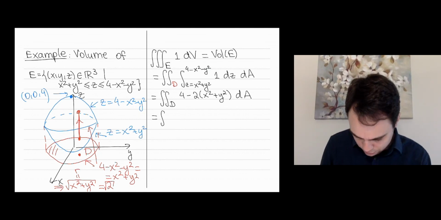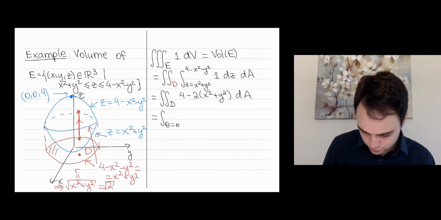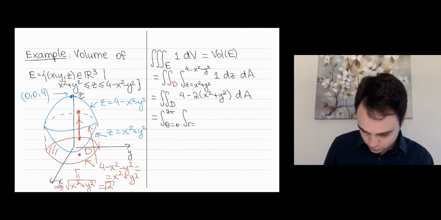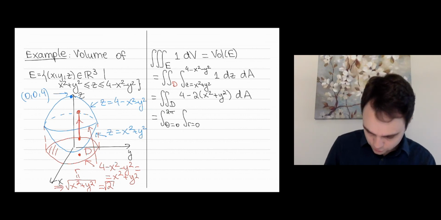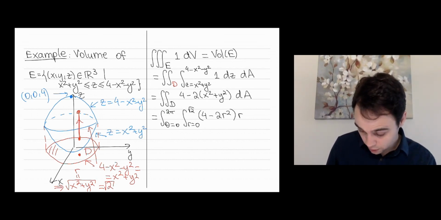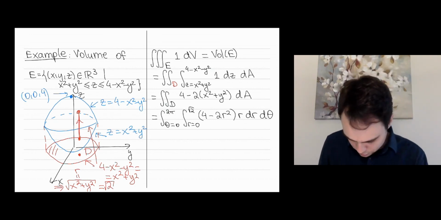So we're going to get an integral in theta. Here we have the whole disk, so theta goes from 0 to 2 pi. R, the radius, goes from 0 to the radius of this disk, which is root 2 in this case. And we're integrating the function 4 minus 2 r squared times r dr d theta. So r dr d theta is dA. Okay, so let's do it.